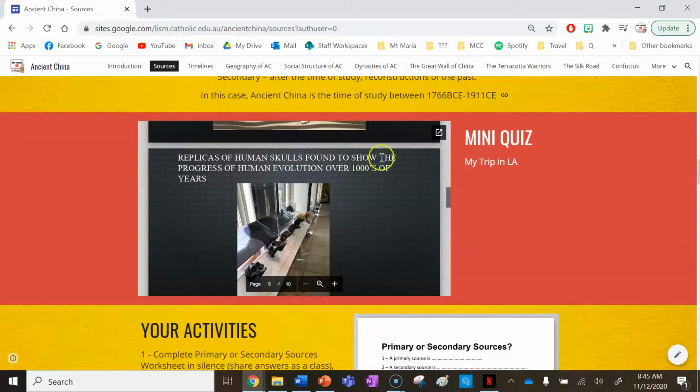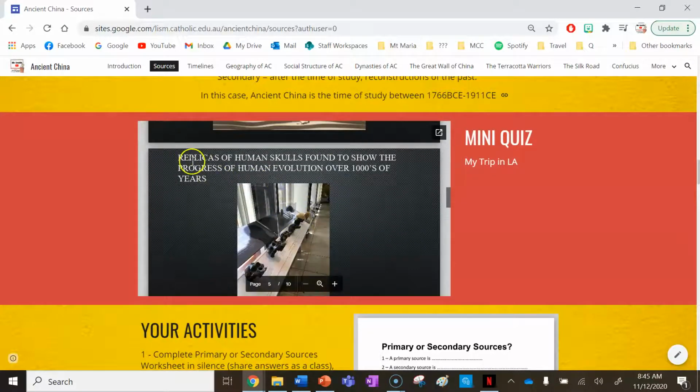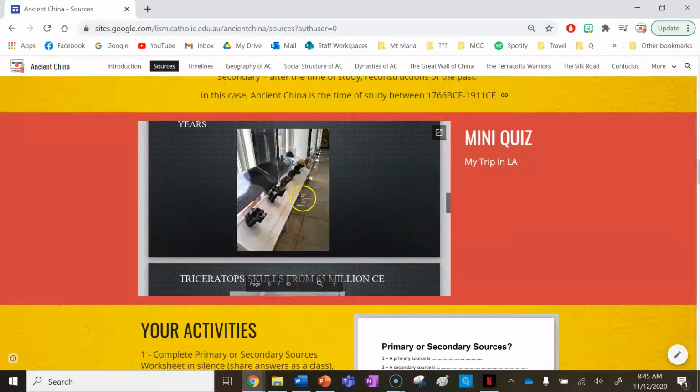Replicas of human skulls found to show the progress of human evolution over thousands of years. Again, keyword here is replicas, so that tells me this is a secondary source. It's a reconstruction of the past.